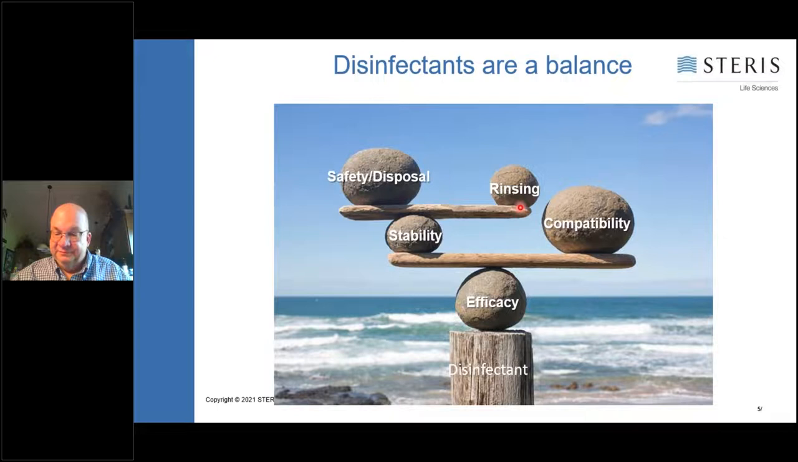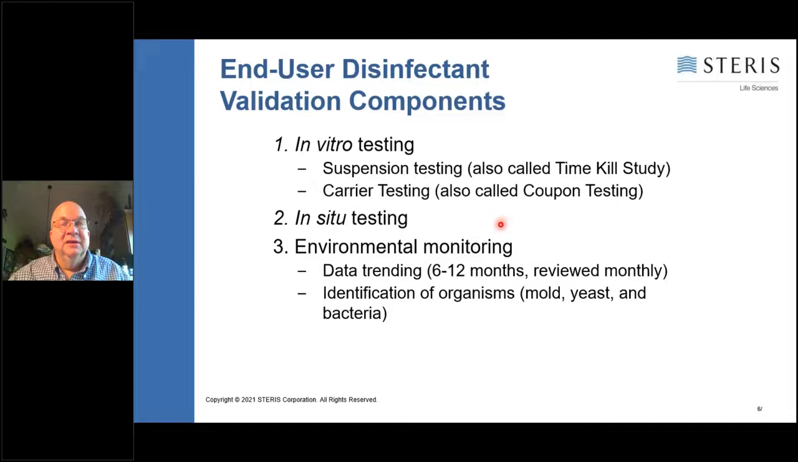So these are the key components to an effective disinfectant validation program. Number one component is always the in vitro laboratory testing. This would be the suspension or time kill study, where the microorganism is surrounded 360 degrees by the biocidal agent. That would give you an idea of A, can I kill the organism, and B, in what time frame.